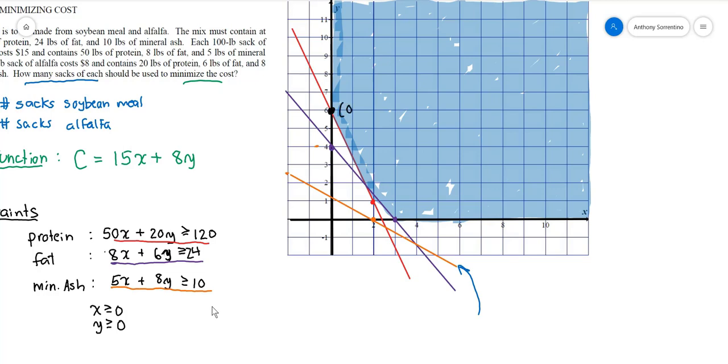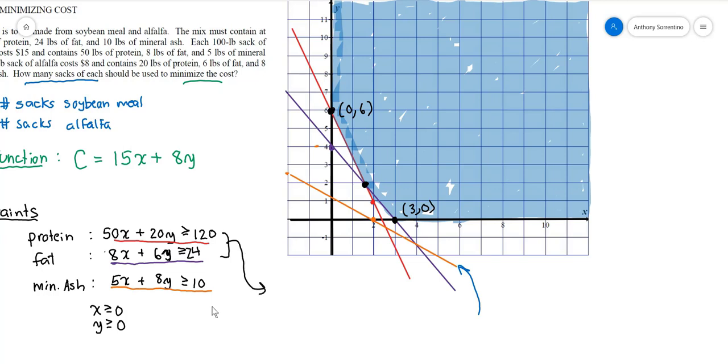So 0, 6 is one set. So basically that's saying, okay, that's buying all alfalfa, no soybean meal. This one down here is at 3, 0. And that would be the instance of me having all soybean meal and no alfalfa. But you notice it's only 3 sacks of that as compared to buying 6 sacks of that other stuff that's cheaper. There's also one other vertex here, and that's the intersection between these two, the protein and fat lines.